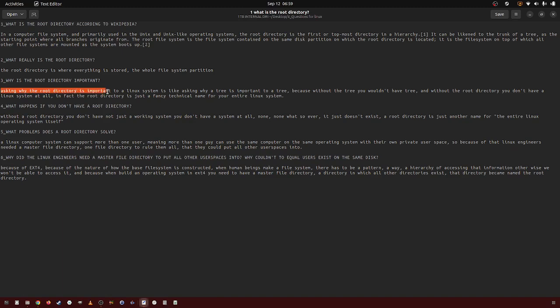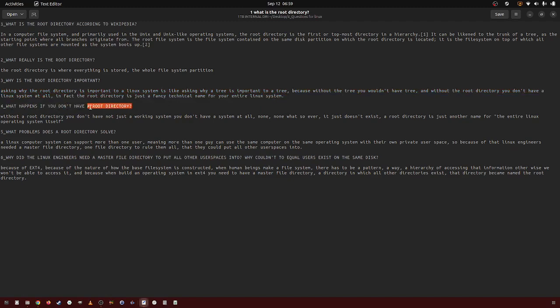Asking why the root directory is important to a Linux system is like asking why a tree is important to a tree. Because without the tree, you wouldn't have a tree. And without the root directory, you don't have a Linux system at all. In fact, the root directory is just a fancy technical name for your entire Linux system.